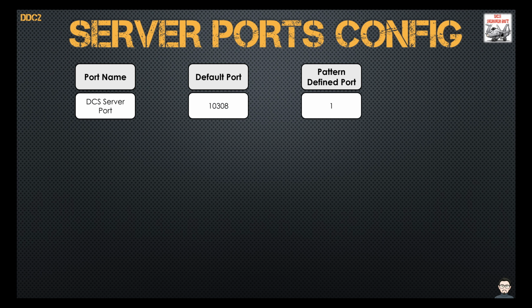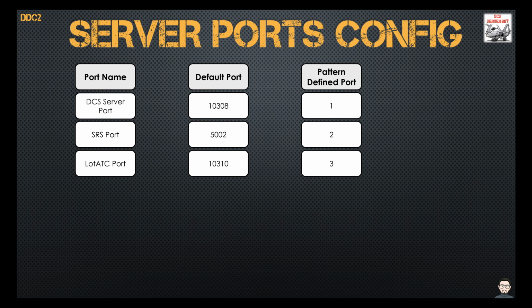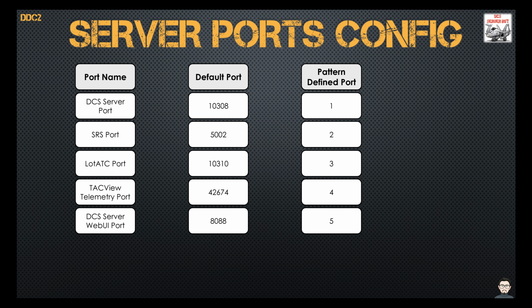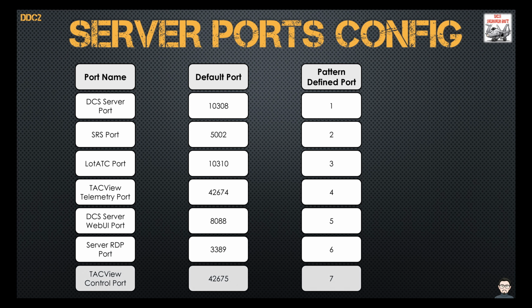So for the DCS port, it's normally 10308. It's going to go to port 1. SRS port, it's 5002, goes to port 2. LotATC, it's going to go to port 3. TACView telemetry is going to go to port 4. The DCS WebUI is going to go to port 5. RDP is going to go to port 6. And finally, the TACView control port, not many people use it, so I've stuck that at the end.